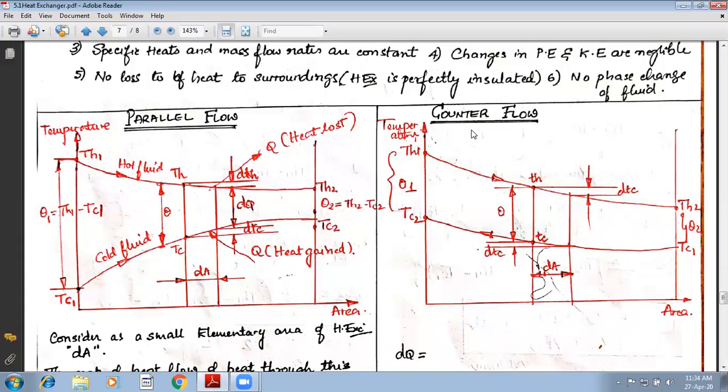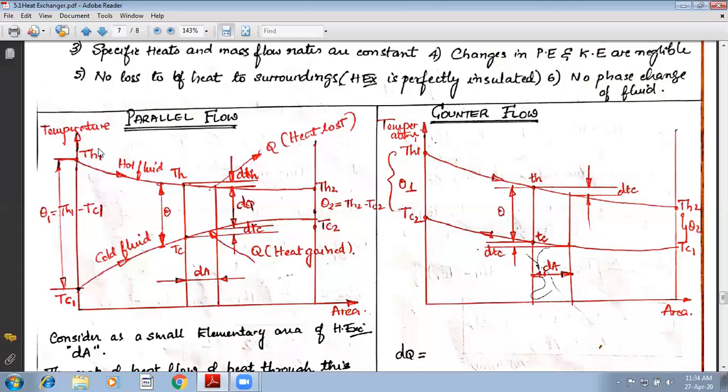Whereas in case of counterflow, the two fluids will move opposite to each other. The hot fluid is moving from left to right, whereas the cold fluid is moving from right to left. When they are flowing opposite to each other, we call that as counterflow.